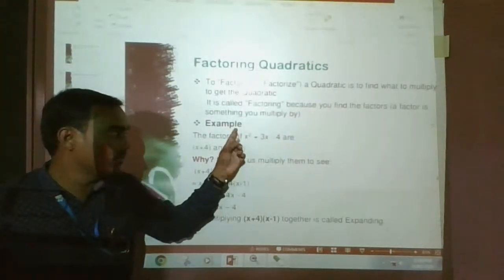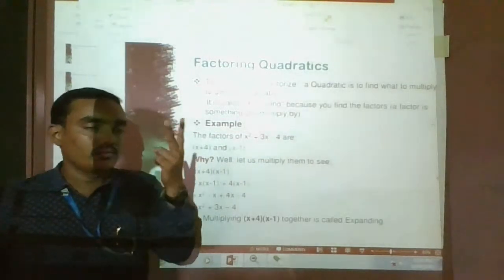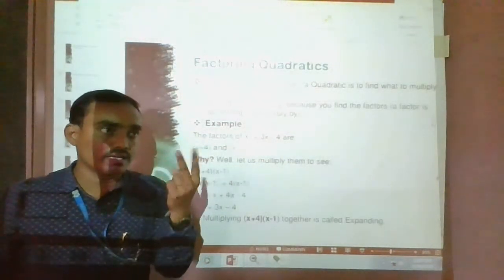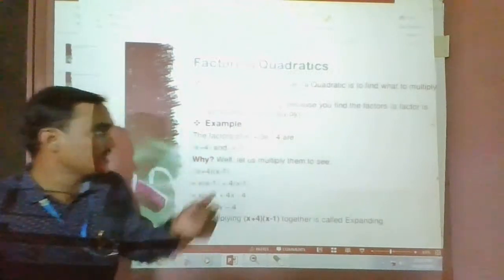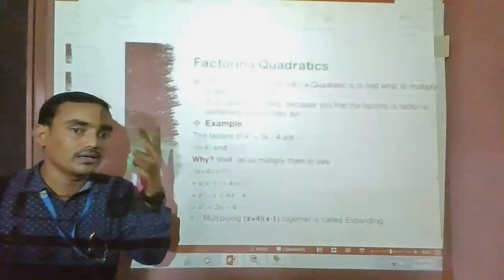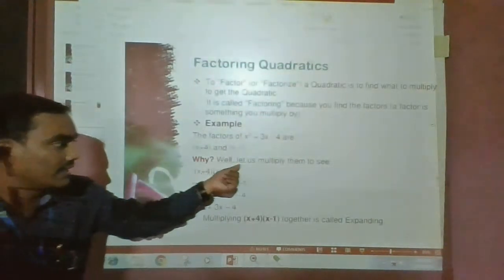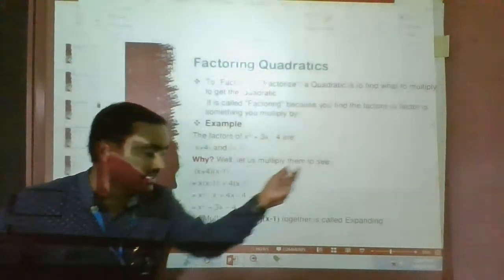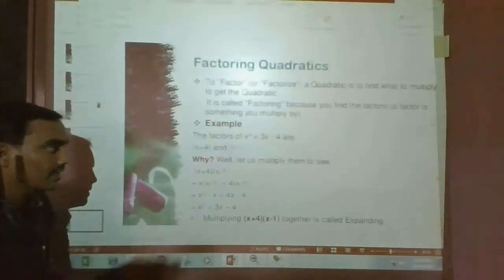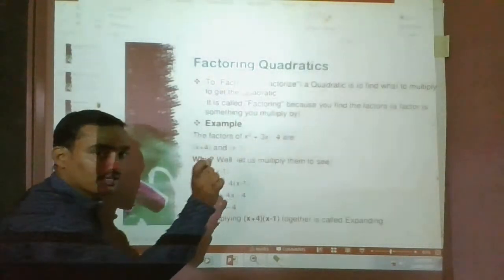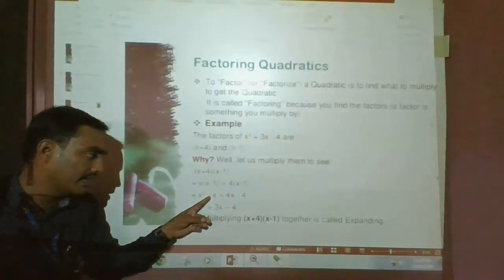Splitting of the middle term. First you have to multiply the first and the last term, and you will get minus 4. Suppose you take two numbers whose multiplication is minus 4 and whose addition or subtraction is plus 3. So you have to take the factors. Here we take 4 and minus 1. So we are splitting the 3x. Splitting of 3x can be written as 4x minus x.